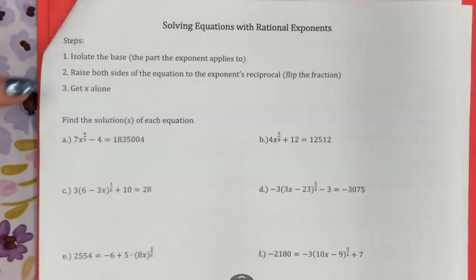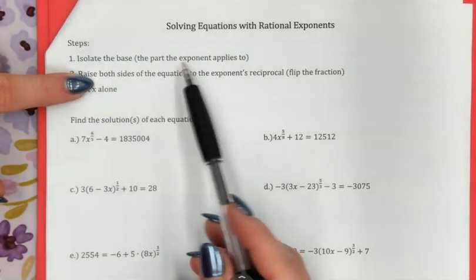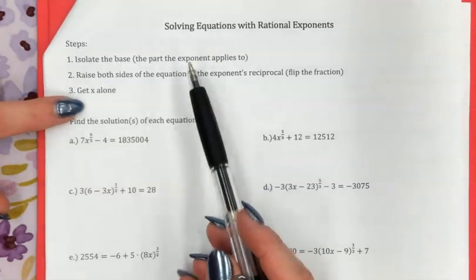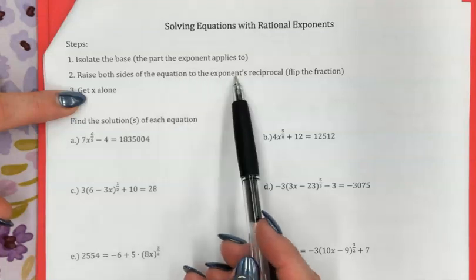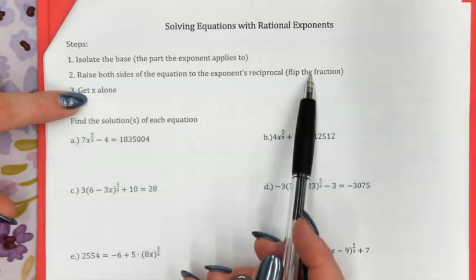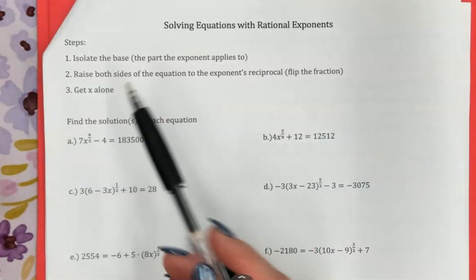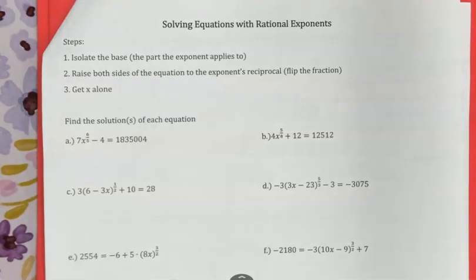So these are the steps you're going to follow. First, you're going to isolate the base, the part your exponent applies to. Once that has been done, you're going to raise both sides of your equation to the exponent's reciprocal, meaning you're going to flip your fraction upside down and do any more algebra required to get x alone.